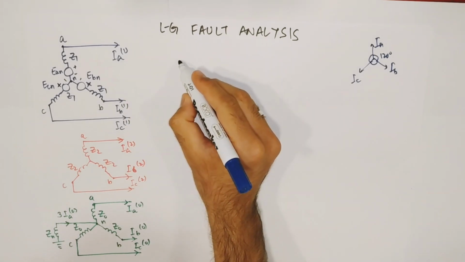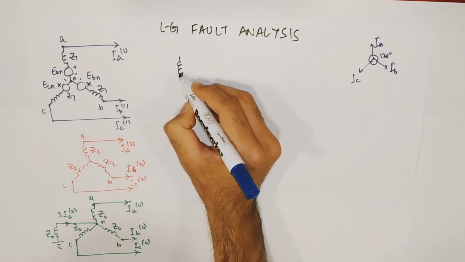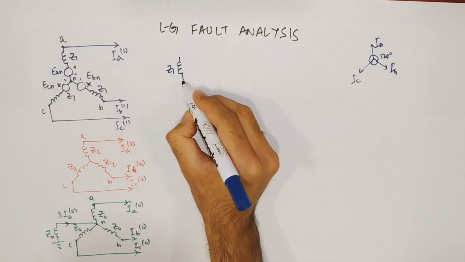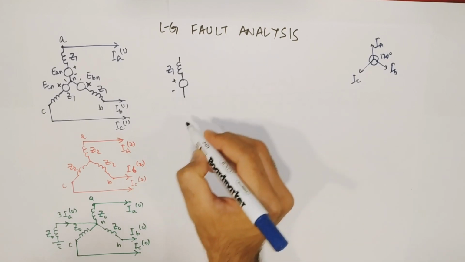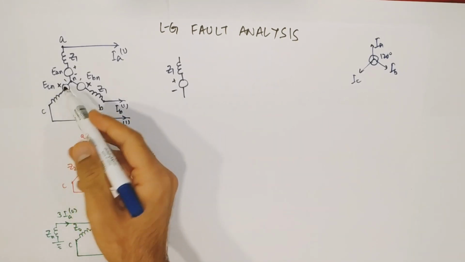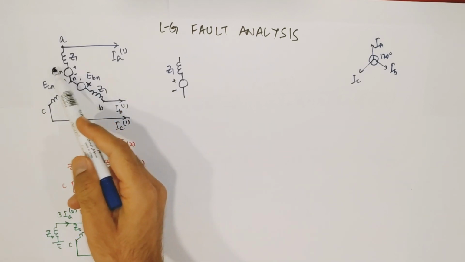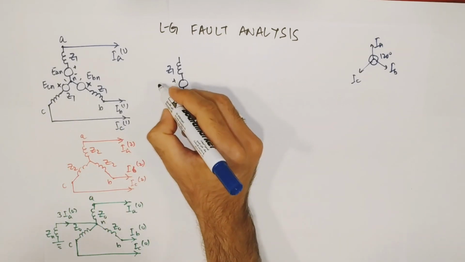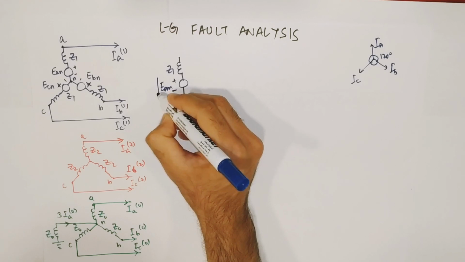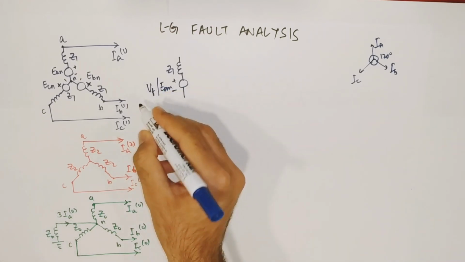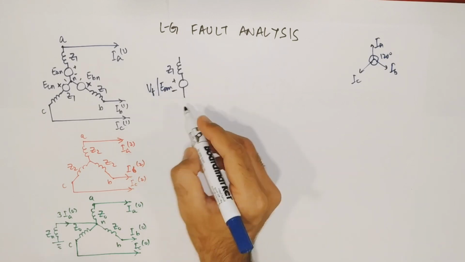First let's derive or make the model. Suppose this is your A phase, then there is your impedance, and then there is an EMF. In case of a generator this EMF is your voltage, whereas in case of, suppose, a transmission line fault, this will be your pre-fault voltage. So this can be written as EAN, or it can also be written as pre-fault voltage. Just before the fault, what is the voltage?